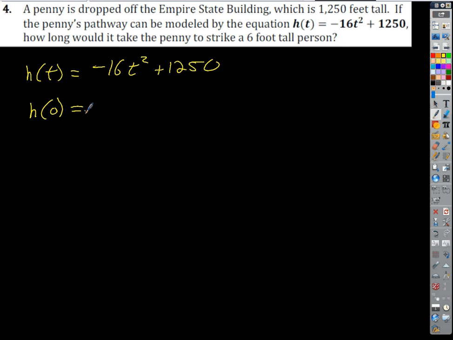What if I plug in 0? What do I get? 0. Okay, does that make sense? How come? Okay, so here I am dropping the penny off the Empire State Building. What does times 0 mean? That's when I start, right, as soon as I drop it. So the instant I drop it, what's its height going to be? The very peak. 1250, right?